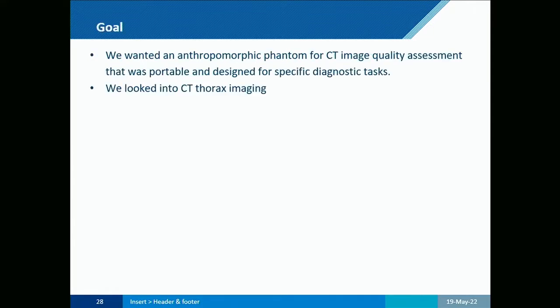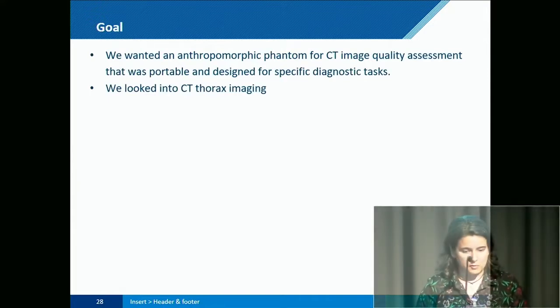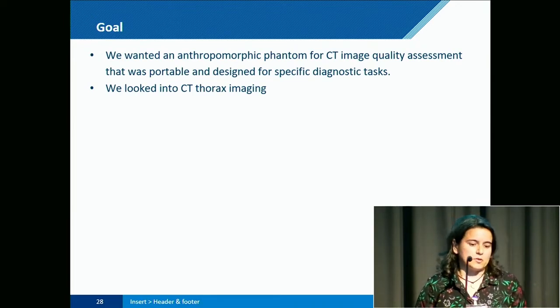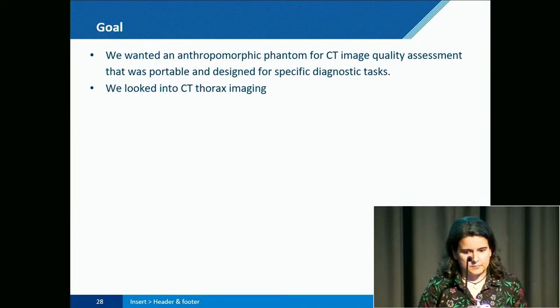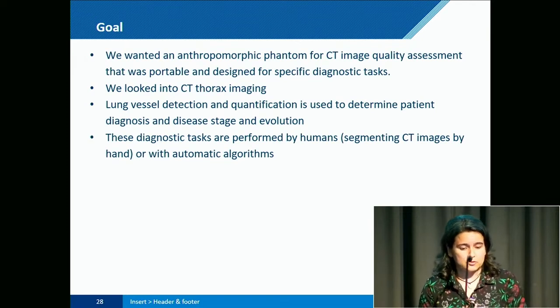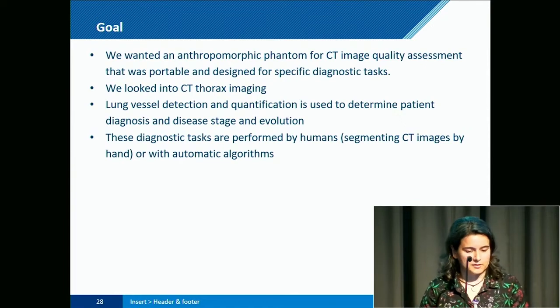So what did we want with these phantoms that we want to develop? We want an anthropomorphic phantom for CT image quality assessment, and it should be portable and designed for a specific diagnostic task. We looked into thorax imaging because it's one of the modes that you can scan that affects more patients. It's one of the most popular ones. Lung vessel detection and quantification is also used to determine patient diagnosis, stage and evolution.